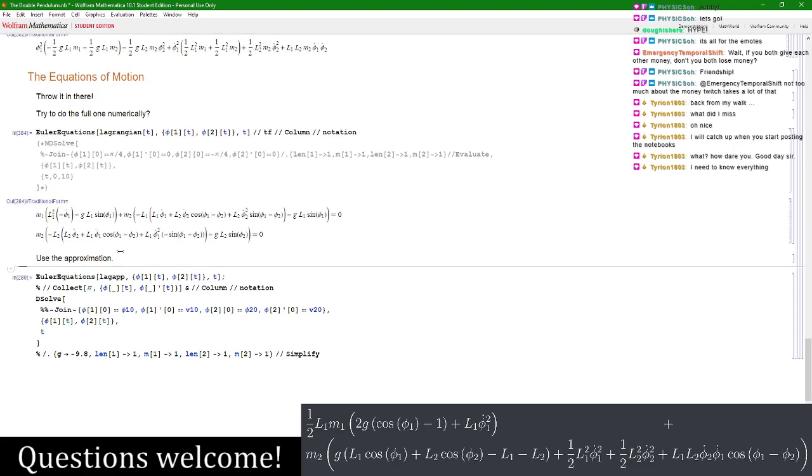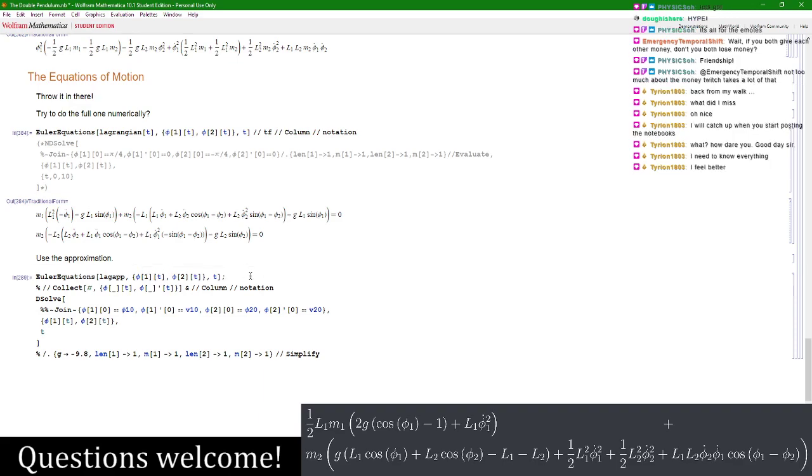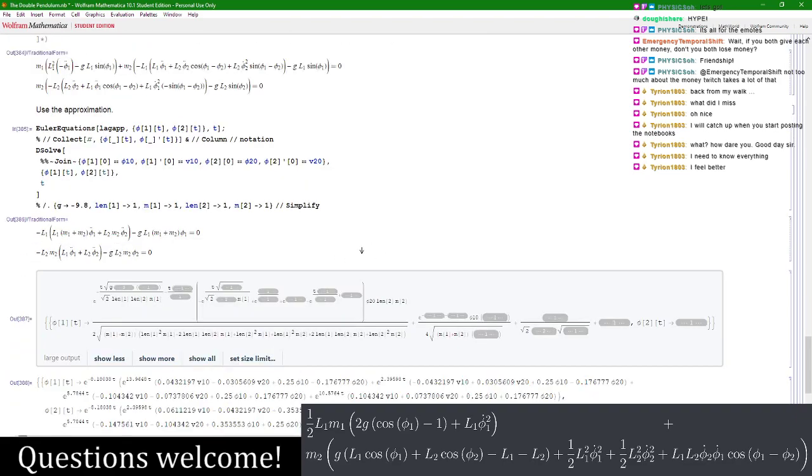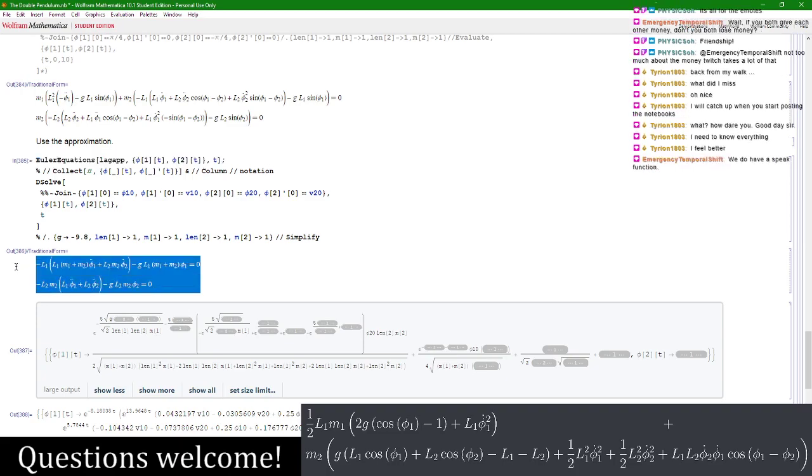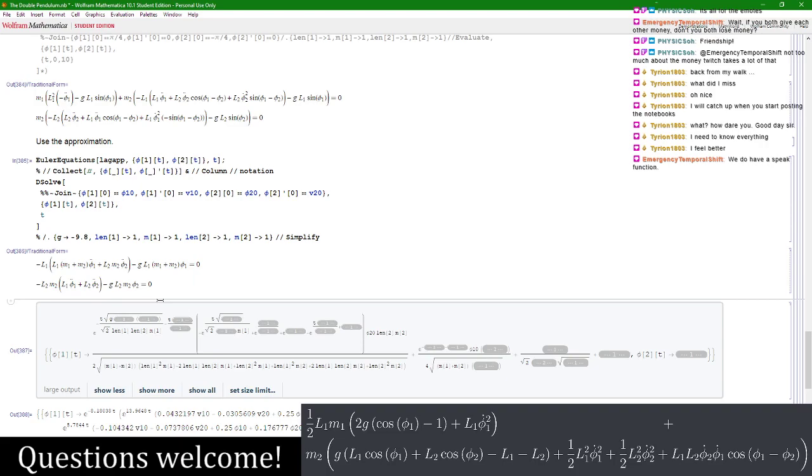Okay, but being the good physicists we are, let's use our approximate Lagrangian to get the equations of motion, and let's see what they look like. You feel better? Yeah. Okay, so what just happened? So here we have our equations of motion for the approximate Lagrangian. But that's going to have to wait because we have our first channel point reward redemption.